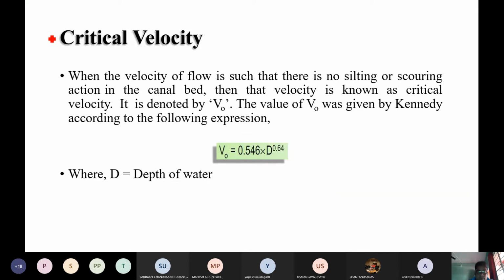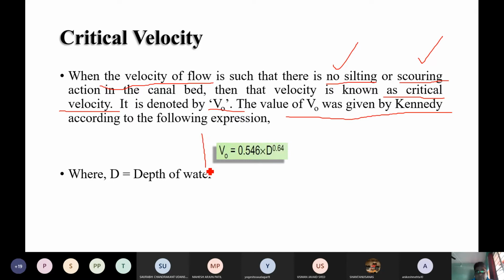But now, what are the observations made by Kennedy? When the velocity of the flow is such that there is no silting and no scouring action, the problem could not be there. What type of problem inside the canal? That means silting and scouring is the major problem observed in the canal, and according to Kennedy's theory, he has introduced this critical velocity, the velocity where no silting and no scouring action should be displayed. Such a velocity is called the critical velocity. It is denoted by the symbol V0, and the value of this critical velocity V0 is defined by Kennedy.